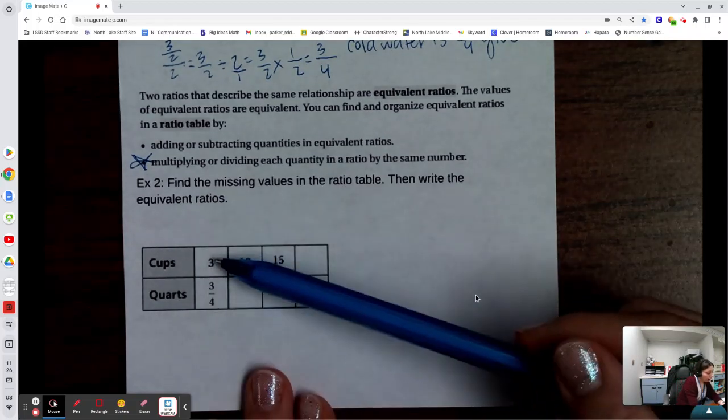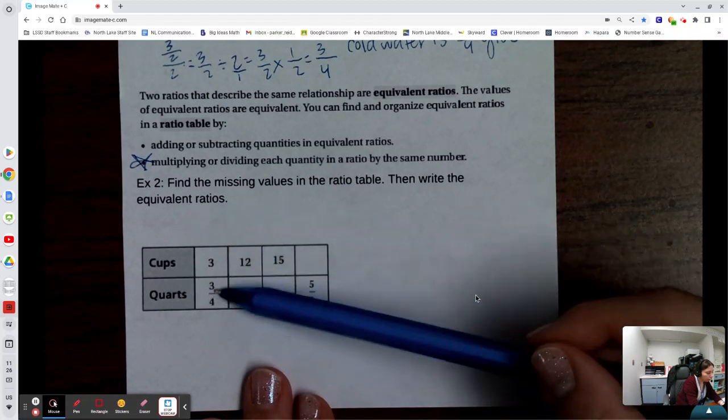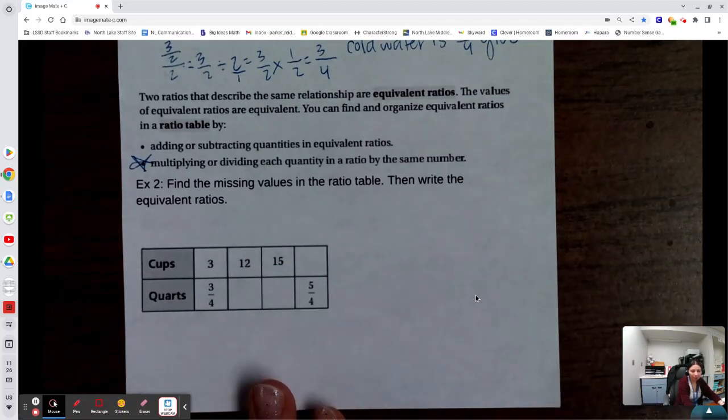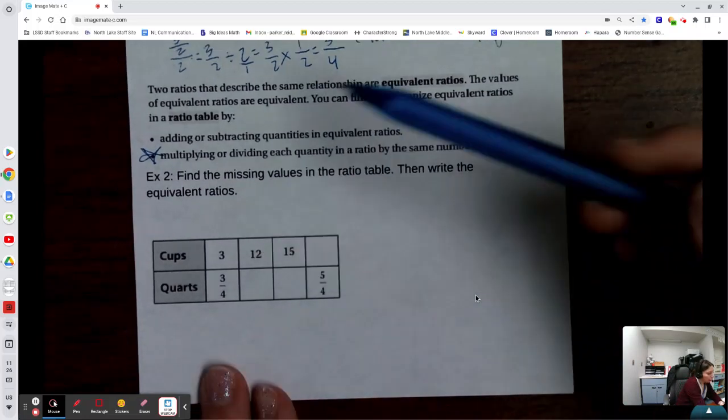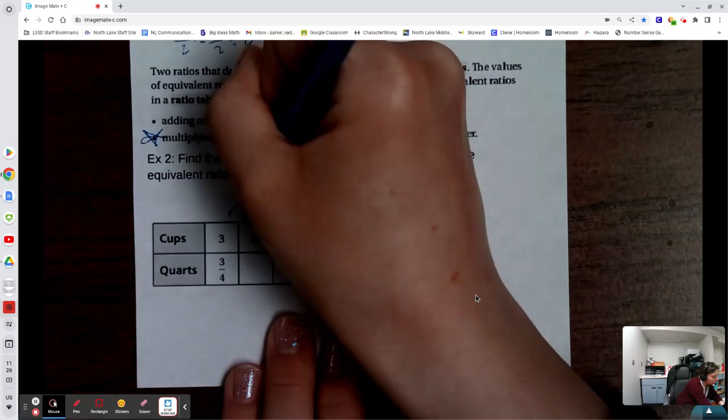So this is comparing the number of cups to the number of quarts. So if there's 3 cups, there's 3/4. I just combined 4 and quarter. If there's 3 cups, there's 3/4 of a quart. But now I want to know, what about 12 cups? Well, to go from 3 to 12, did I multiply or divide? I multiplied, and I multiplied by 4.